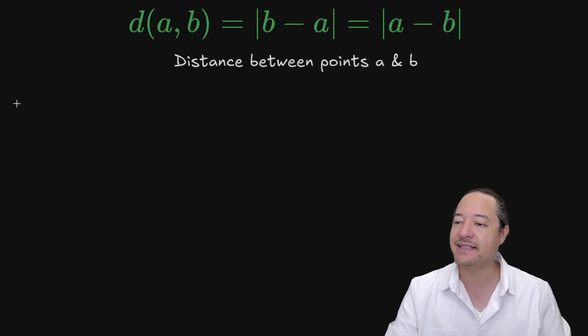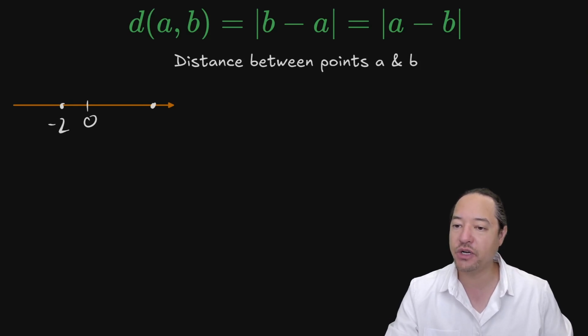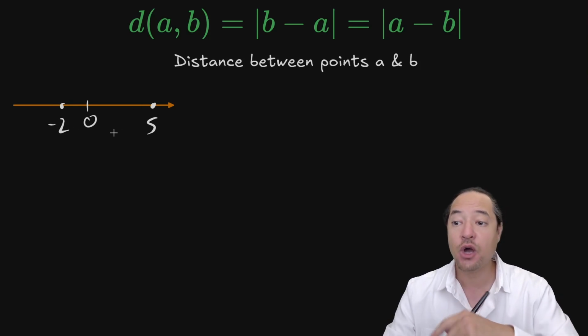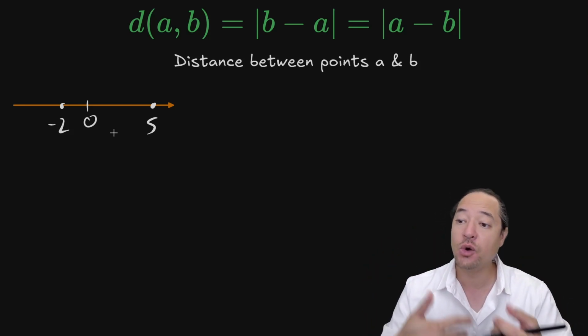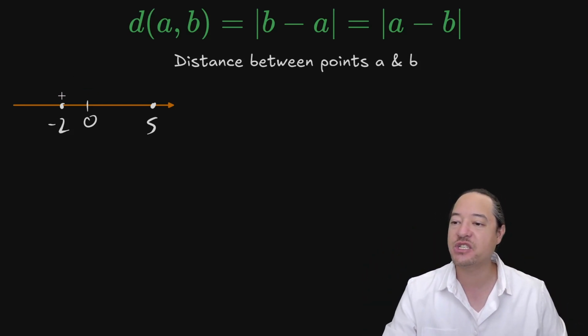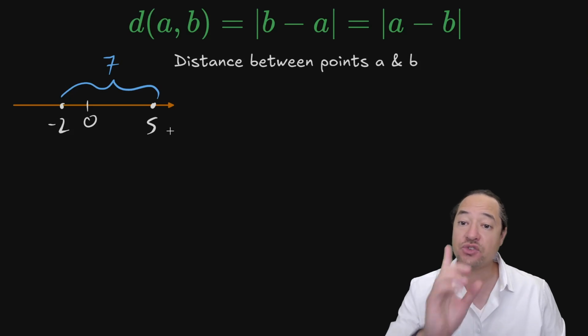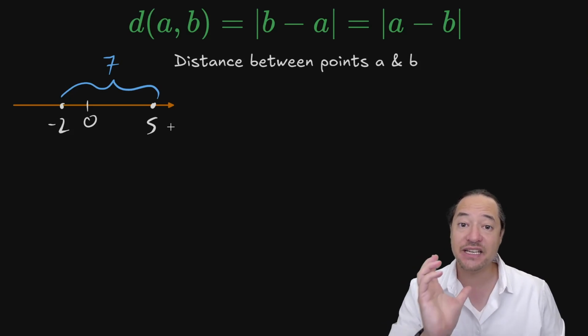Let me give you an example. So here's a little number line. Let's say this is the origin, and let me put a point here. Let's say this is negative 2. Let me put another point here. This is 5. Well, what's the distance going to be between negative 2 and 5? Just looking at this, we should expect this distance to be 7 units, whatever units we're using here. So let's try using the distance formula and see if that works.